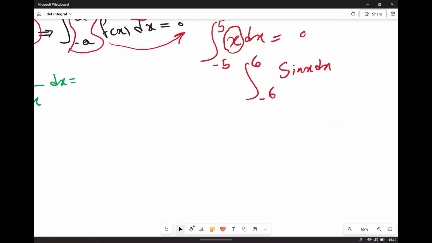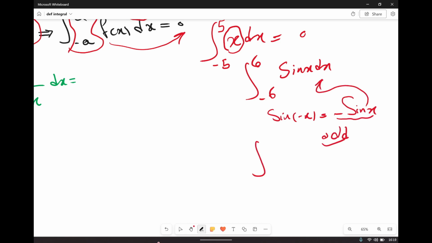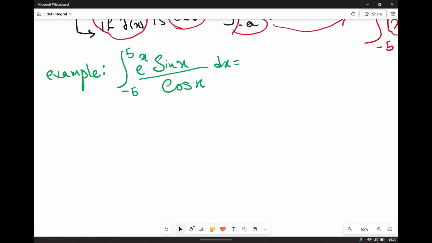If you're a little weak in trigonometry, if you're not a master, come back to the playlist of trigonometry because I tell you everything with details. Therefore, sine of minus x is exactly minus sine x, and exactly this is an odd function, and the integration of an odd function in a symmetric interval is 0. I think it's enough. Let's go to our examples.